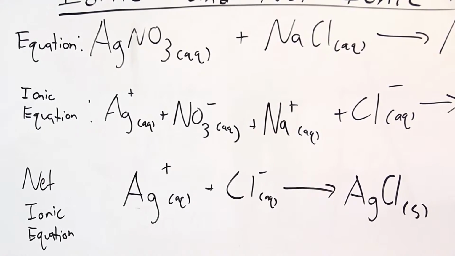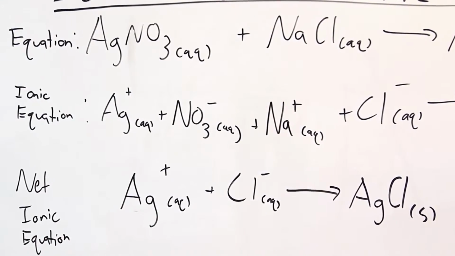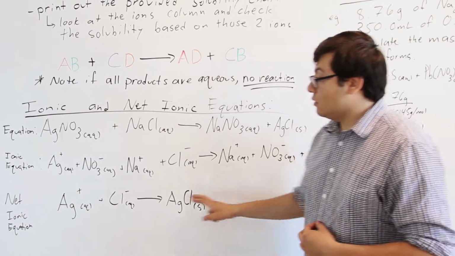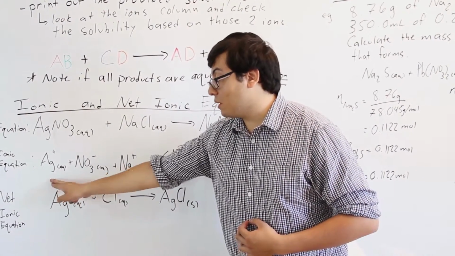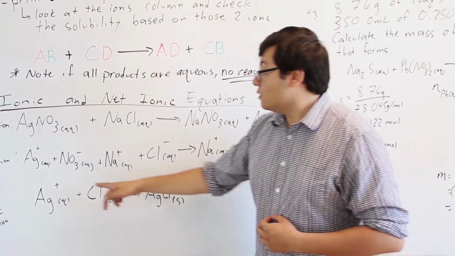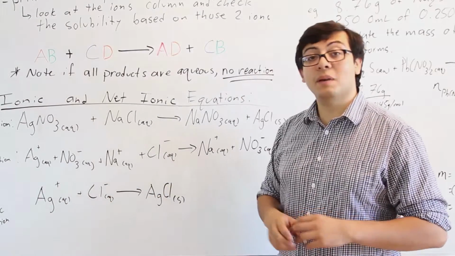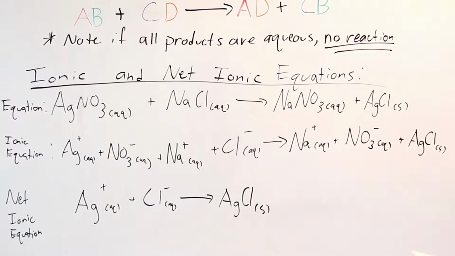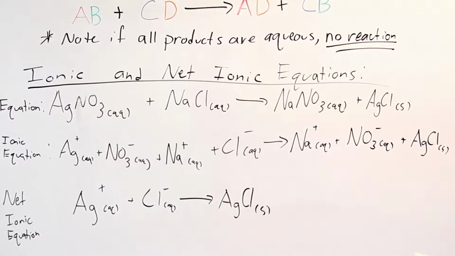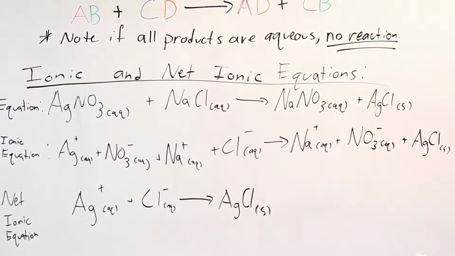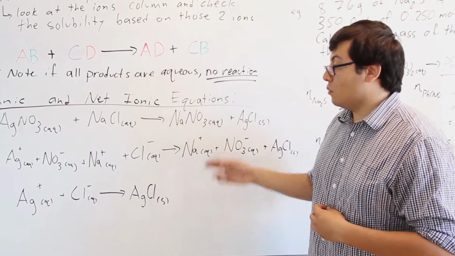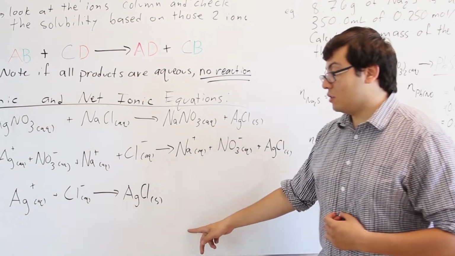This brings us to the net ionic equation. The net ionic equation right here just crosses out the ions that appear on both sides of the equation. That just gives us Ag plus and Cl minus to make silver chloride, which is a solid. Nitrate and sodium are called spectator ions. They're called spectator ions because they're just watching, they're just spectators. They're not really taking part in any reaction. They're there in ionic form before the reaction, and they're there in ionic form after the reaction. So they're not really doing anything. So we just cross them out to get the net ionic equation.